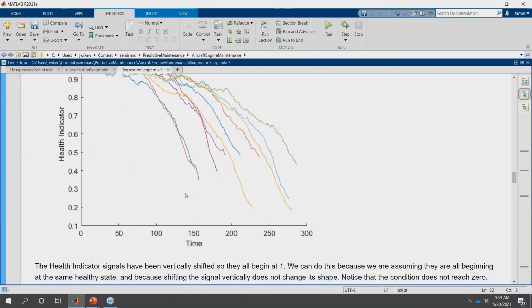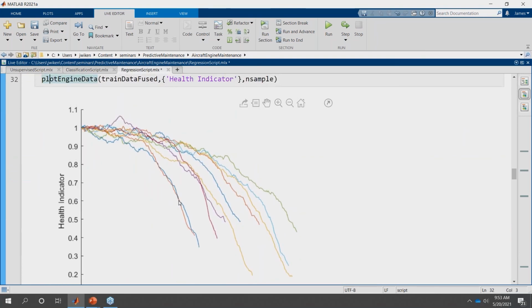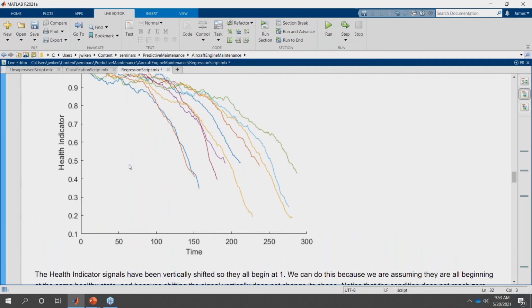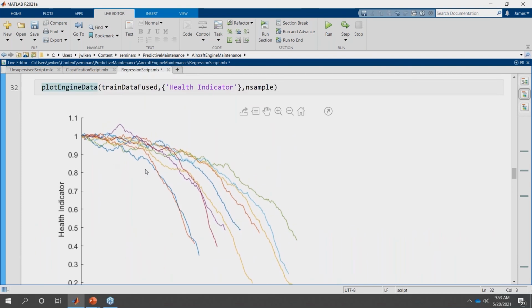These are our fused health indicators. Now, we still have the assumption that it starts at 1, but there's no guarantee here that it is actually going to go all the way down to 0. This is the estimate based on the sensors we have. You can see this doesn't even look that linear. That's still fine. We just need it to be consistent.